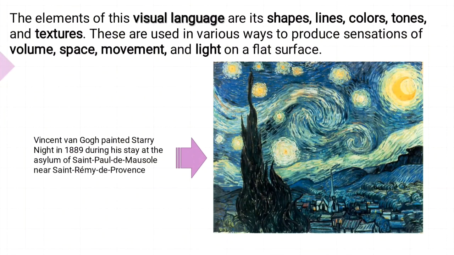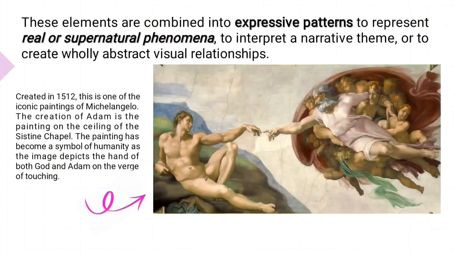The Starry Night. Vincent van Gogh painted Starry Night in 1889 during his stay at the Asylum of St. Paul de Mausole near St. Rémy de Provence. These elements are combined into expressive patterns to represent real or supernatural phenomena, to interpret a narrative theme, or to create wholly abstract visual relationships.